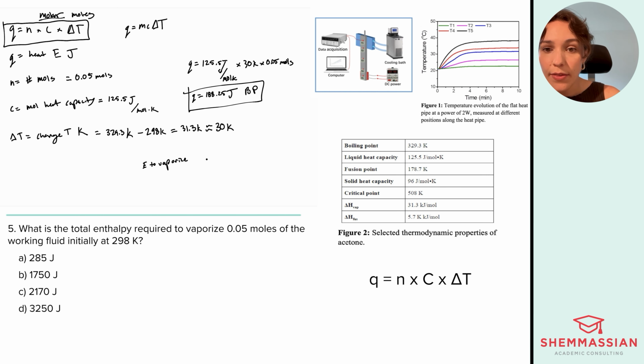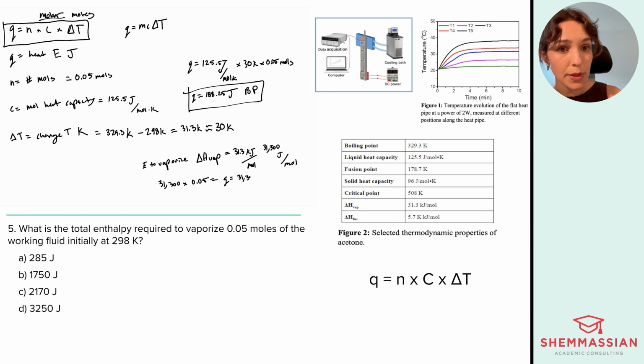So we're told that the enthalpy of vaporization, delta H vap, is 31.3 kilojoules per mole, which we convert to 31,300 joules per mole. And now we're going to multiply that by the number of moles, which is 0.05 moles. And we get Q equals 31,300 joules per mole times 0.05 moles, and that's going to equal 1,565 joules.